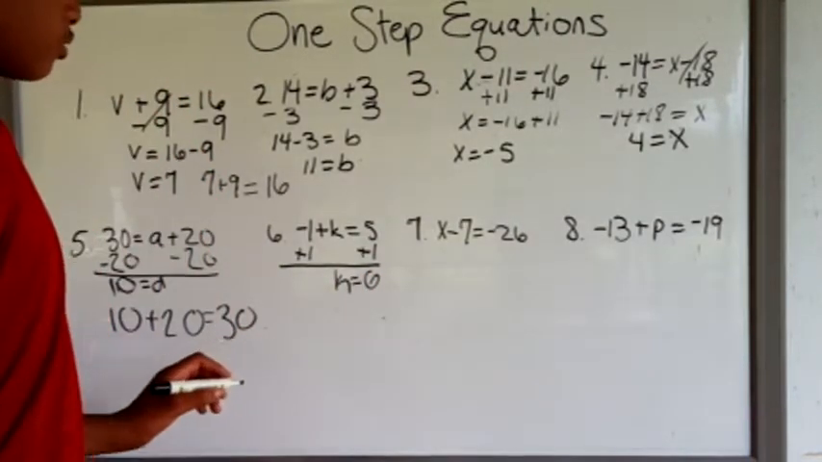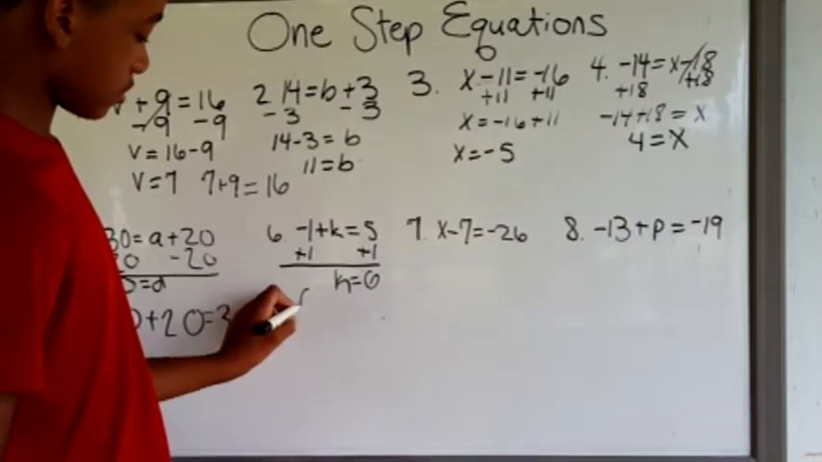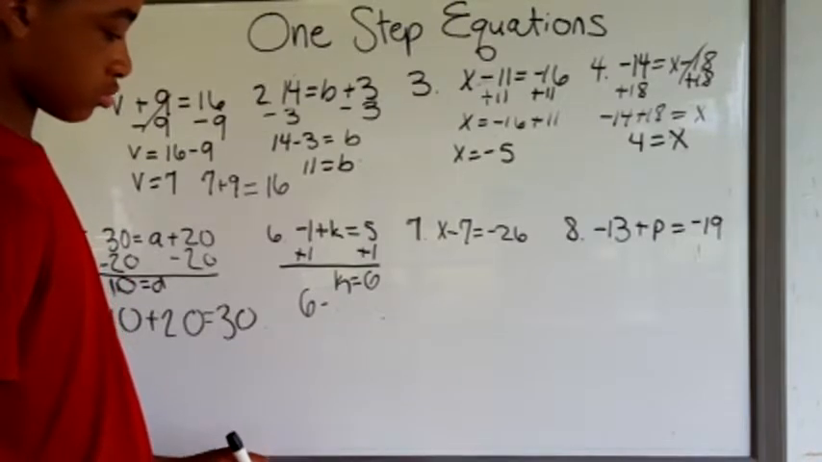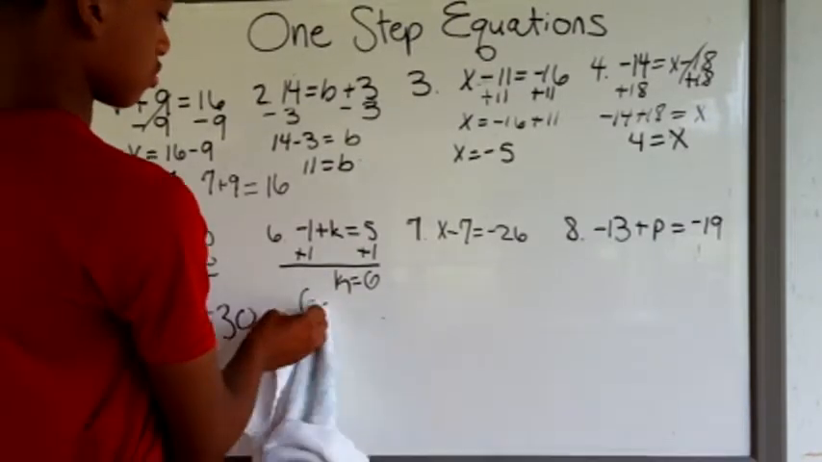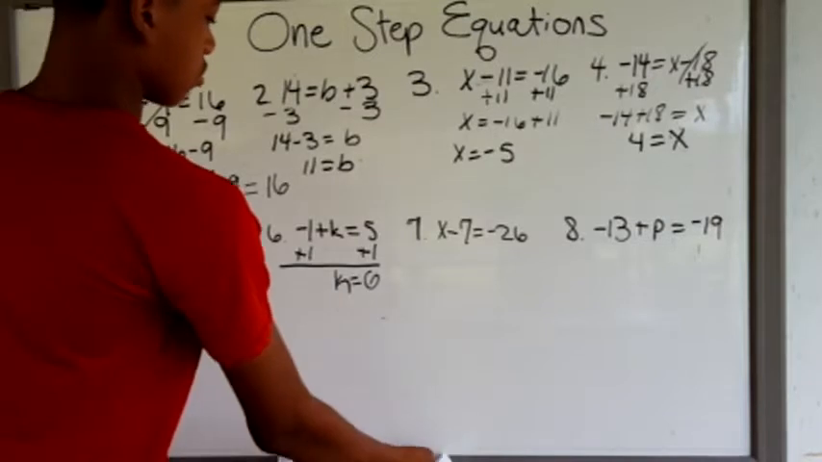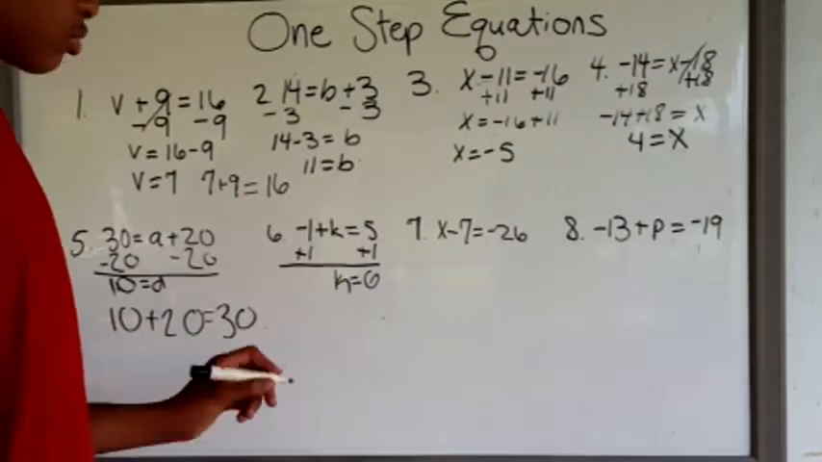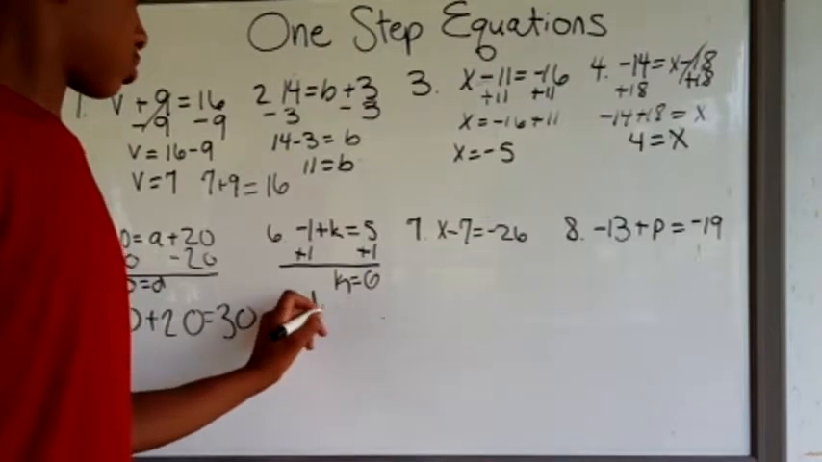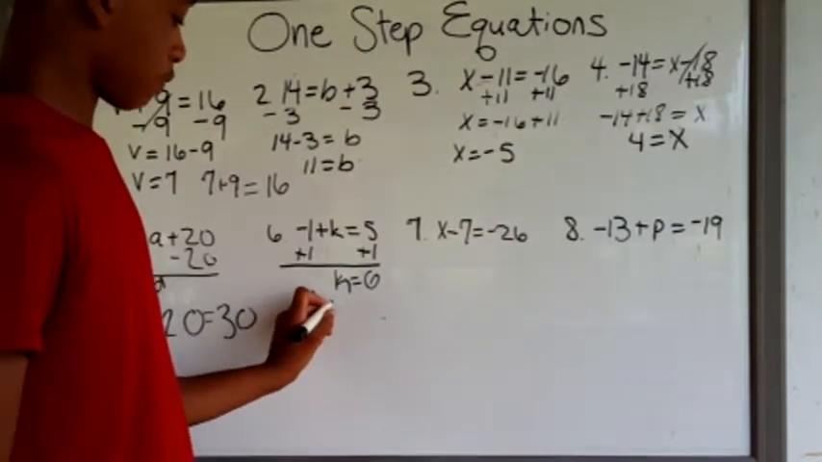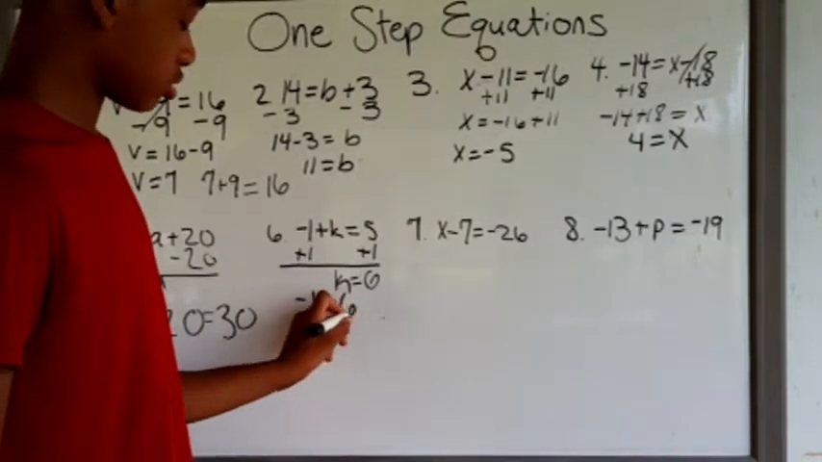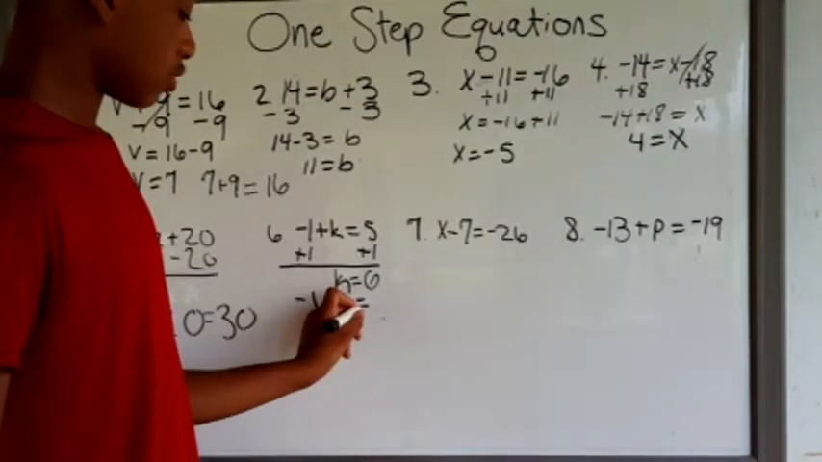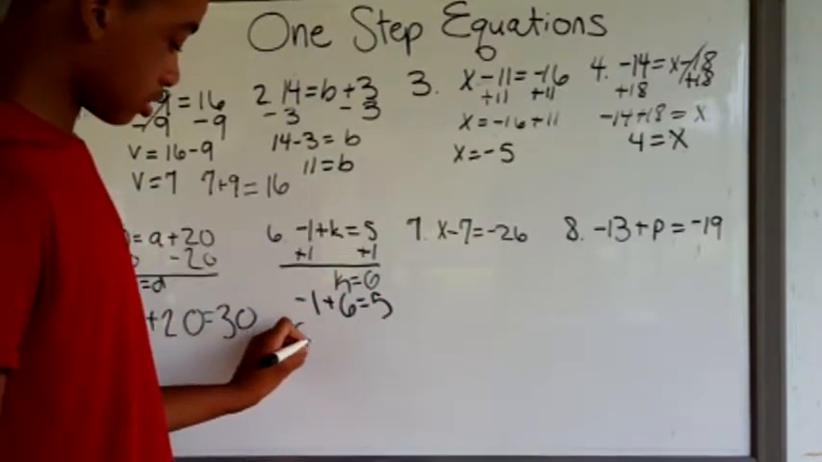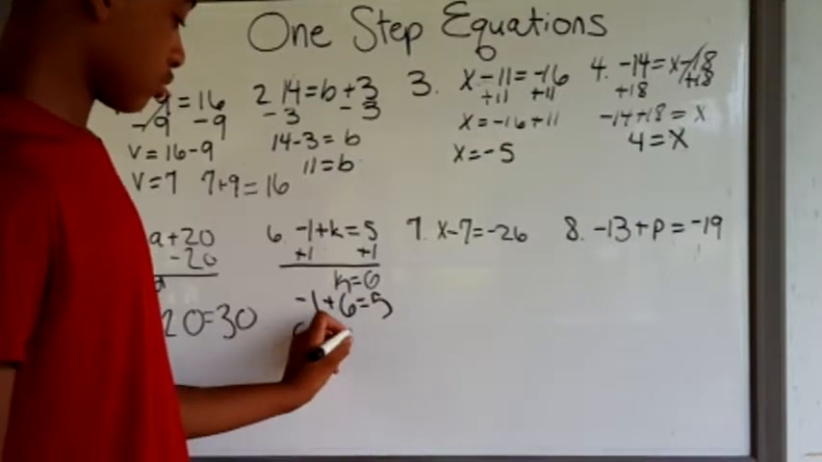Alright, so now you do 6 minus... No, write it out as it is. Write it how it is. Yeah. Negative 1. You can do it right if you want. 6 equals 5, which is the same as 6 minus 1, which equals 5.